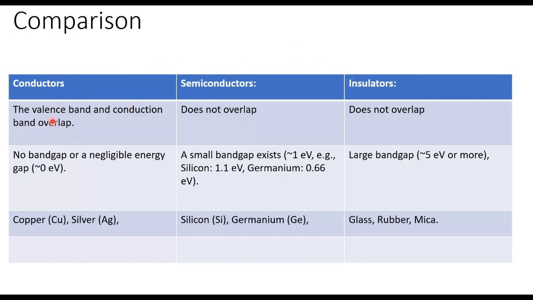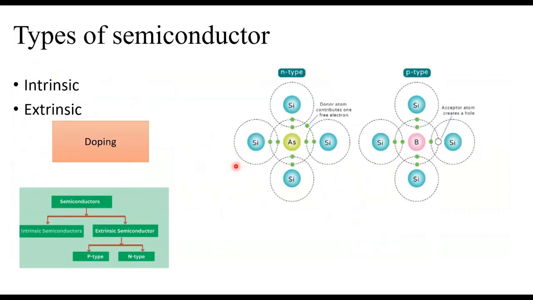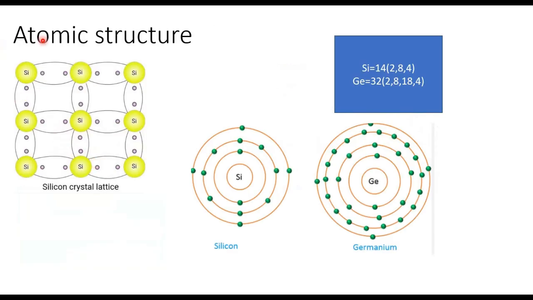Always remember, in conductors, they overlap, almost 0 electron volt. In insulator, it is a very large band gap. So it is like 6 electron volt or 5 or more. In semiconductor, it does not overlap. So conductors, these are some examples of conductors, semiconductors and insulators we have seen in the previous slide. So before moving on to study what is doping, we should study the atomic structure of silicon and germanium. This you would have studied in your school days.